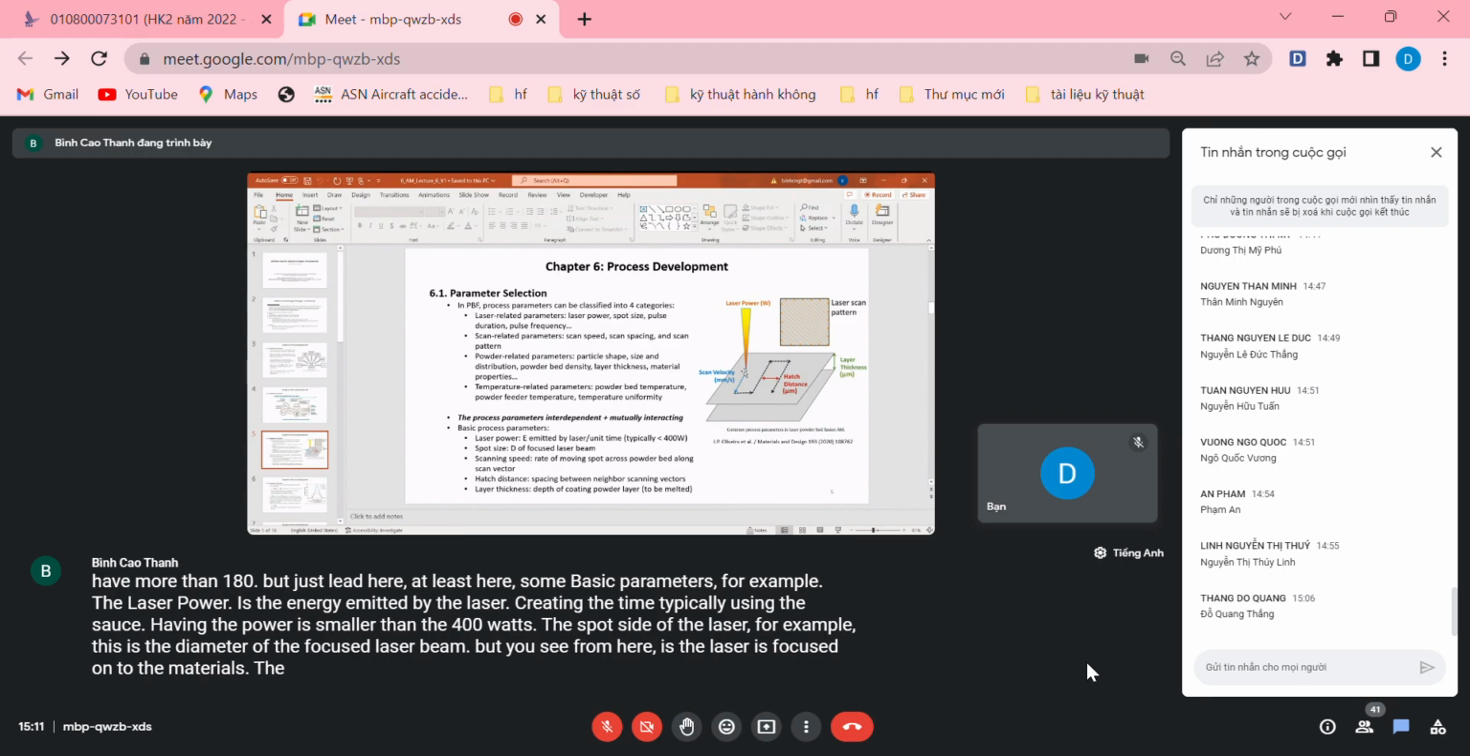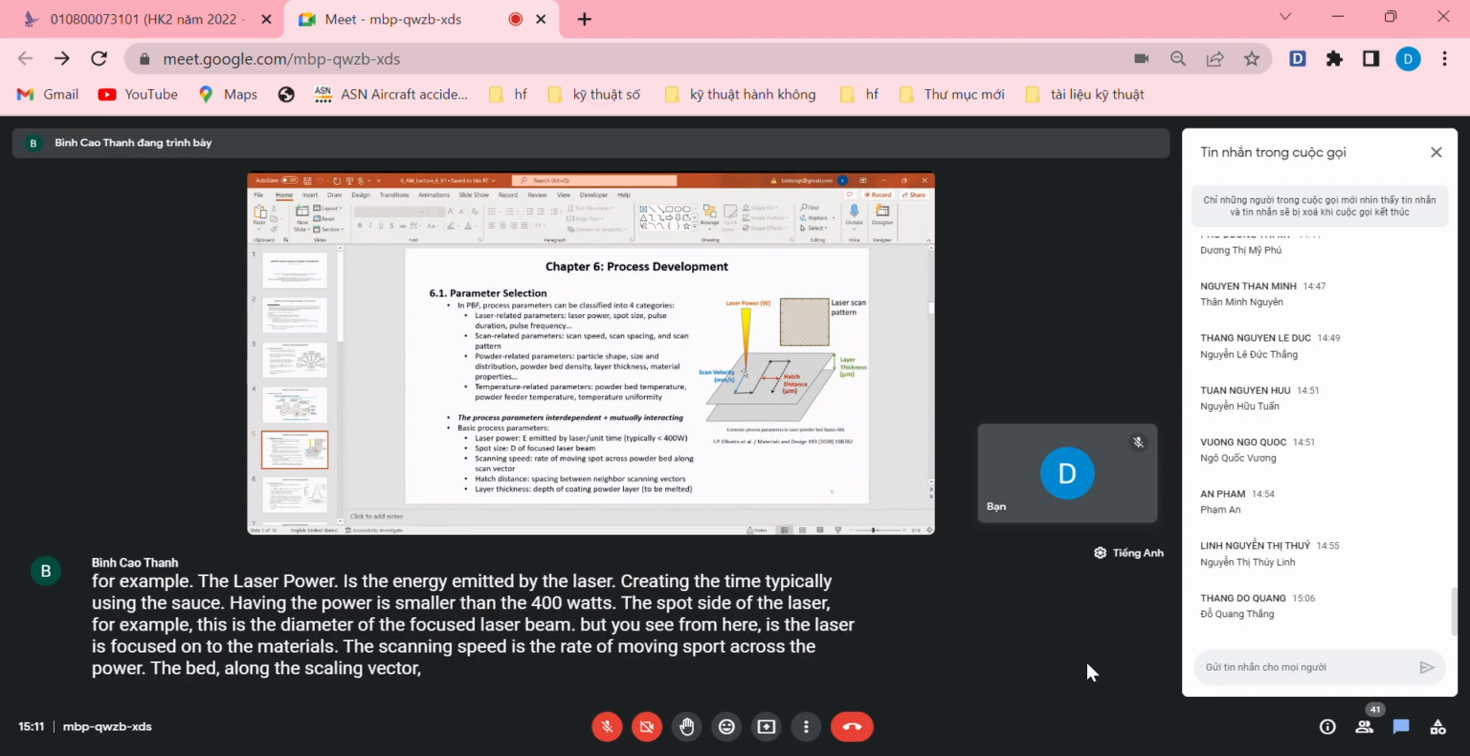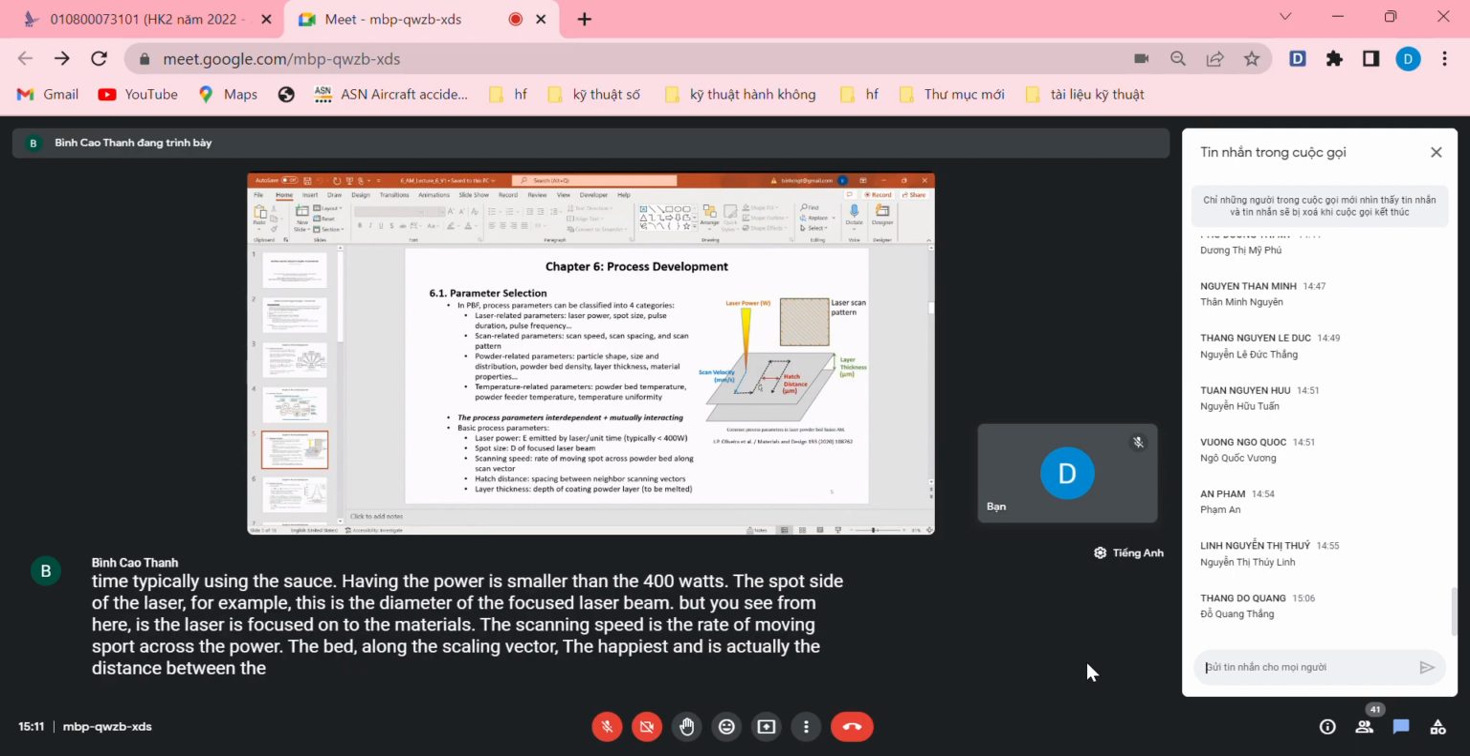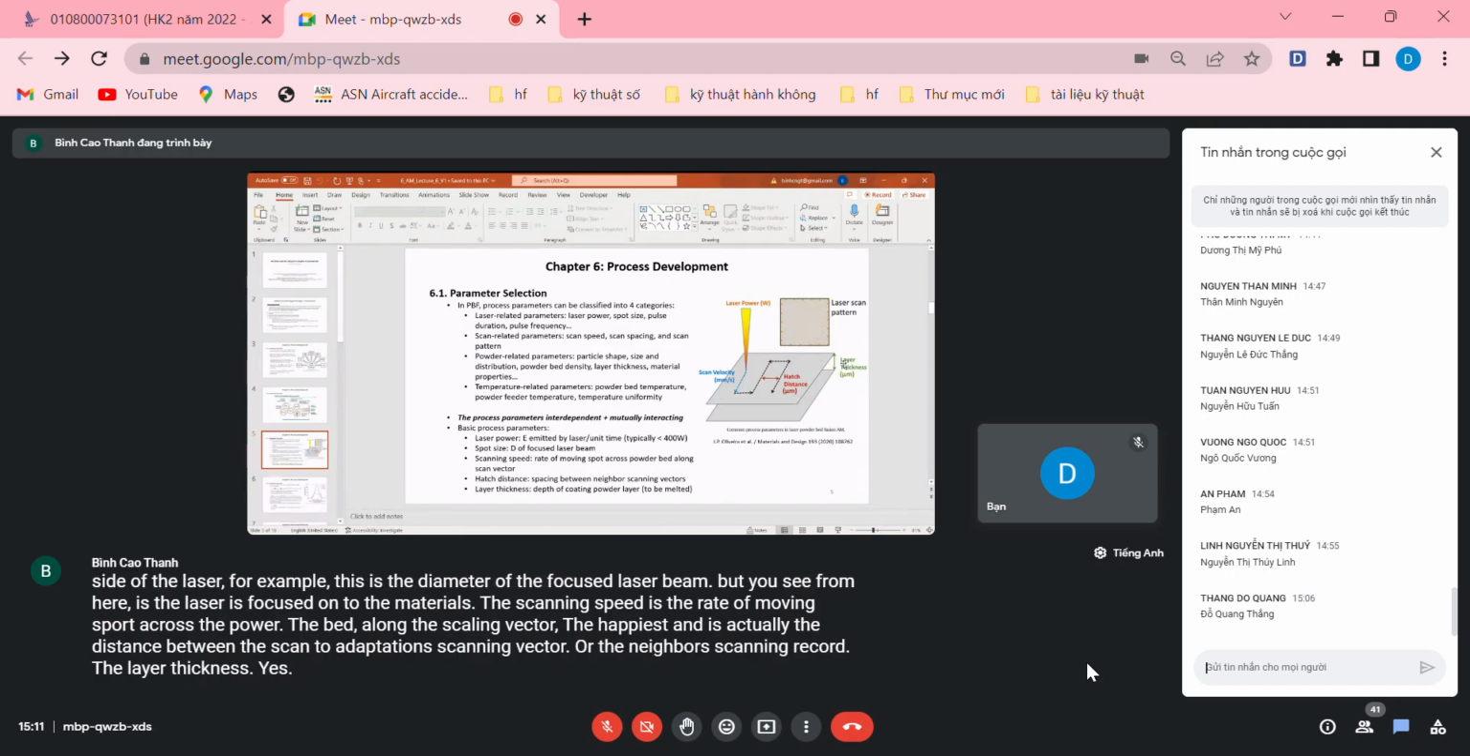The scanning speed is the rate of moving the spot across the powder bed along the scanning vector. The hatch distance is the distance between two adjacent scanning vectors, or neighboring scanning vectors. The layer thickness, yes, we know.